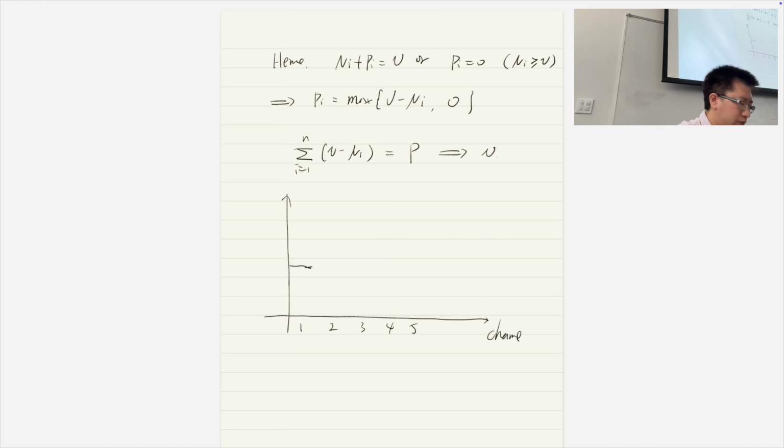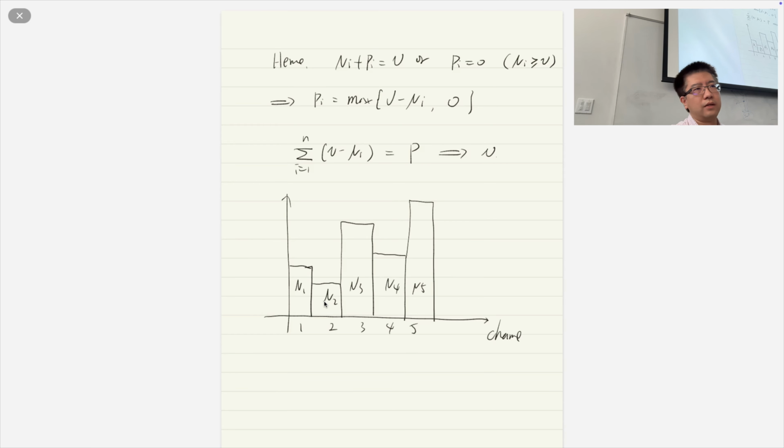Let's say for the first channel, this is the value of N1. For the second channel, this is the value of N2, the noise variance. For the third channel, this is N3. For the fourth, this is N4. And this is N5. So this basically means that the first channel is pretty good, the second channel is even better, the third channel is really bad because the noise is very powerful, it has a high power. Channel 4 is okay, and channel 5 is pretty bad.